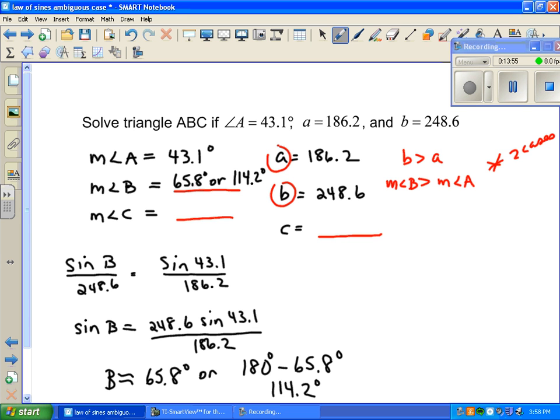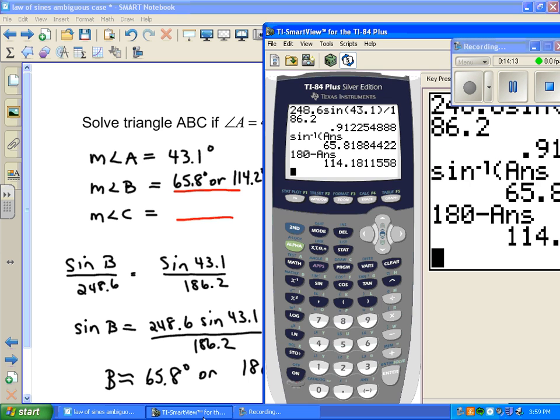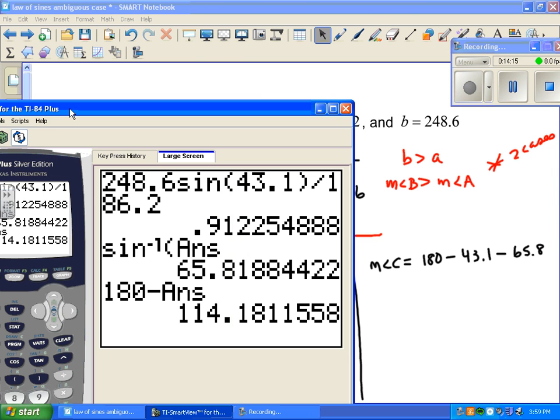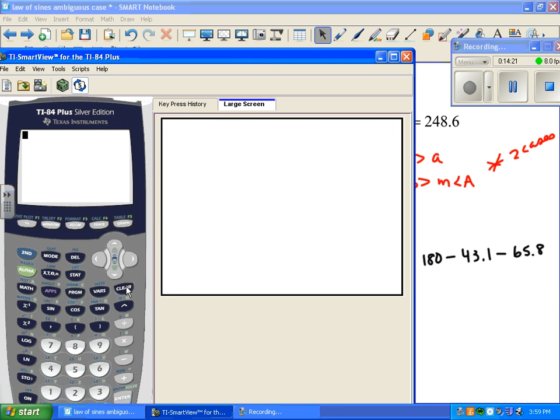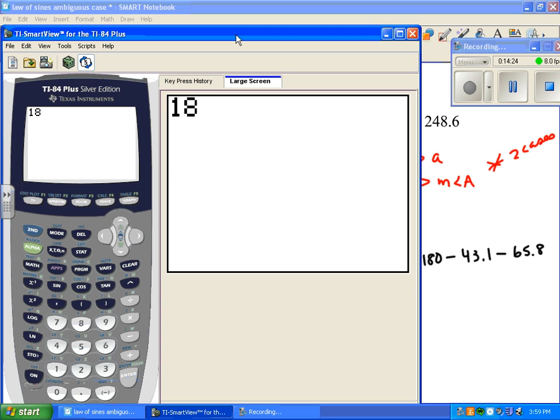Okay, now how do I find angle C? Well, the measure of angle C is going to be 180 minus A and B. So if A is 43.1 and B is 65.8, I can find the measure of angle C. 180 minus 43.1 minus 65.8, and I get 71.1.